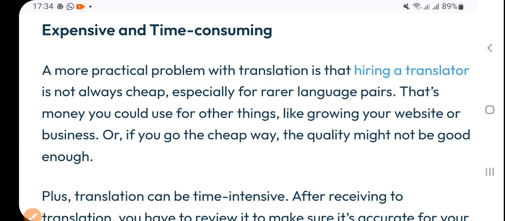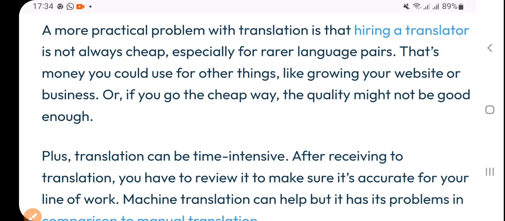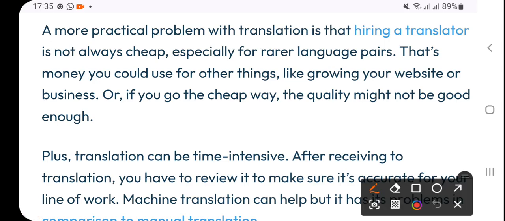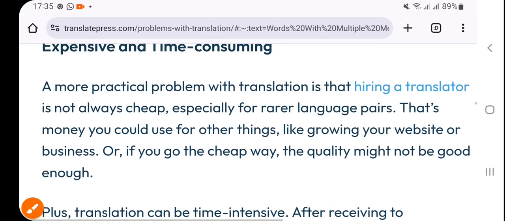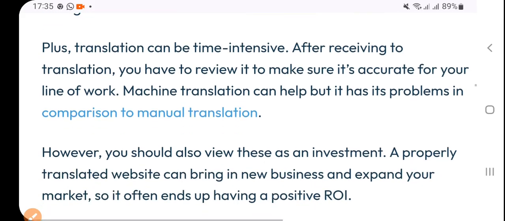Now, expensive and time consuming. A more practical problem with translation is that hiring a translator is not always cheap, especially for rare language pairs. That is money you could use for other things like growing your website or business. Or if you go the cheap way, the quality might not be good enough. So hiring a translator is also a big problem because of expenses, you have to pay a lot.